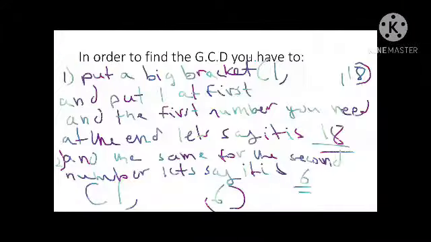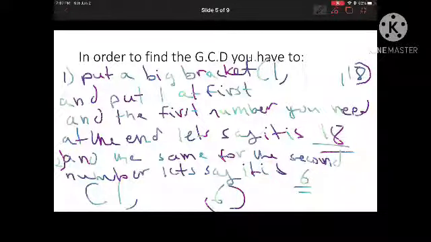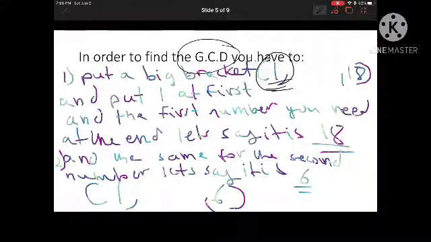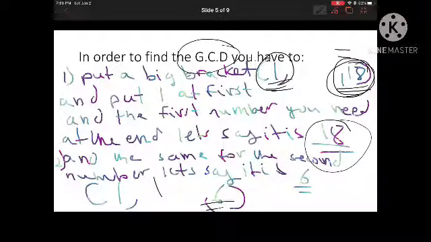Let's now start with the GCD. The first step of solving the GCD is to put a big bracket. At the beginning of this bracket, you should put 1. At the end, you should put the number that you need, okay? And the same for the second number. Like, if you need the GCD of 6 and 18, put 1 and 18 at the end, and put 1 and 6 at the end.